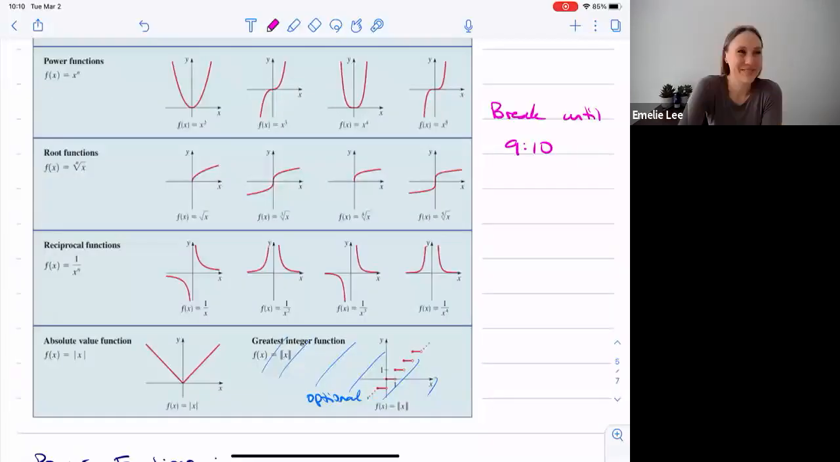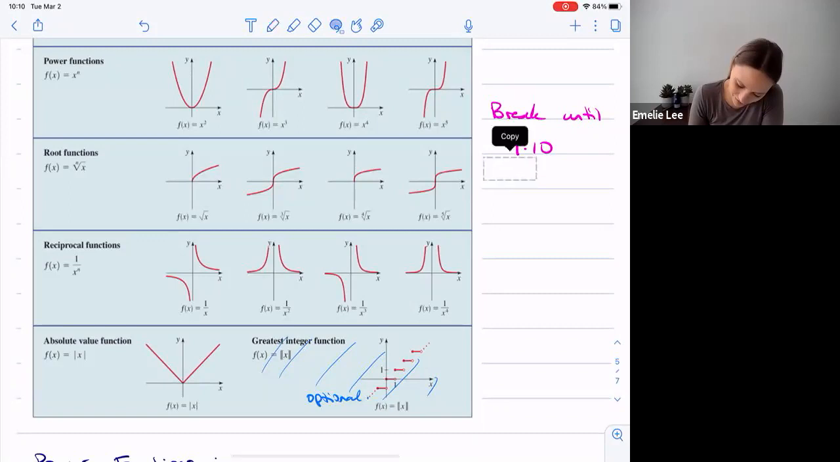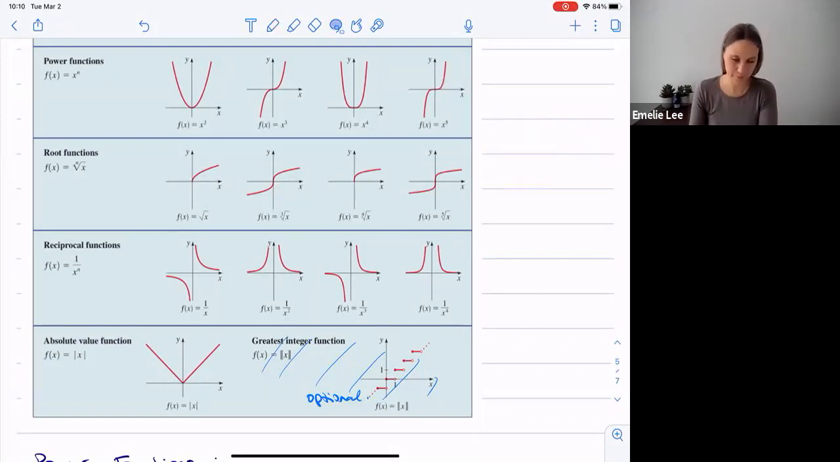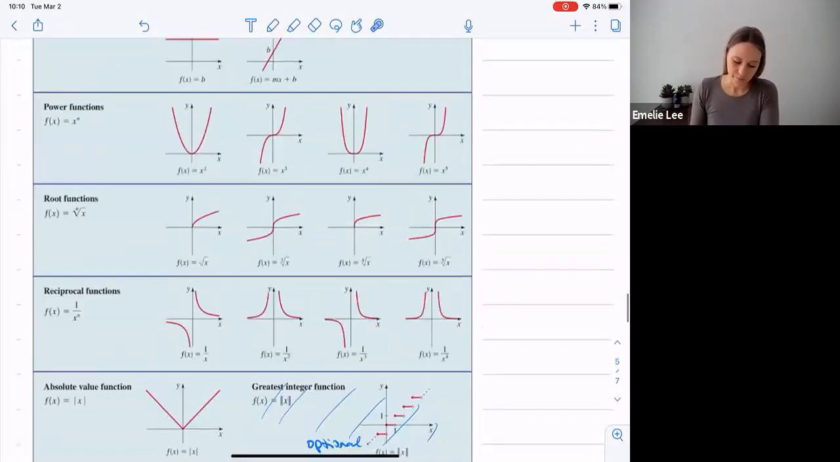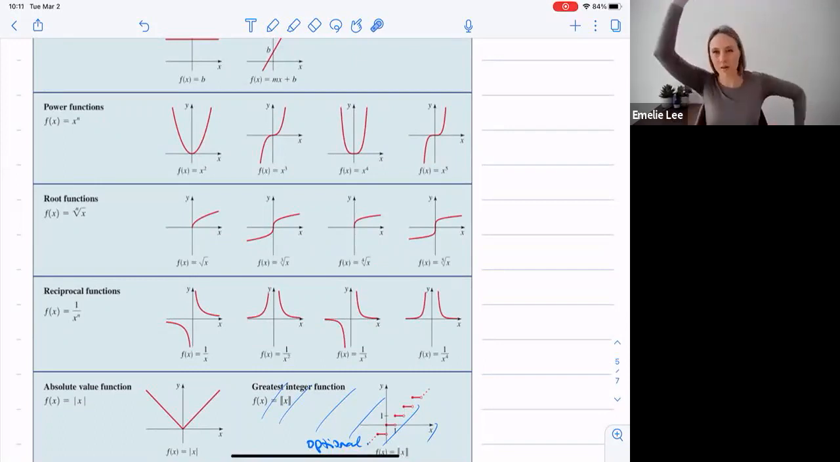Good. All right. So let's see here. So these power functions, or in general polynomials, are going to have this overall behavior of either a parabola or this kind of S-style shape. Okay.